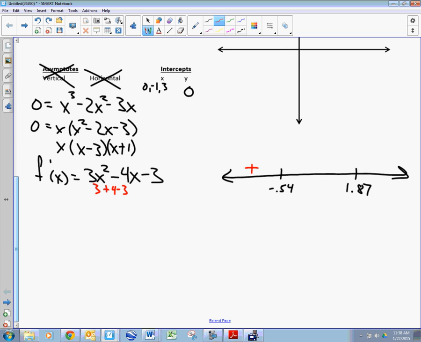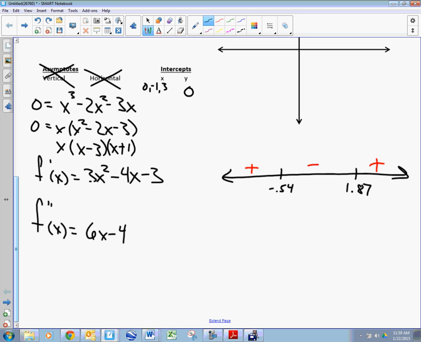What's the value between negative 0.54 and 1.87? 0. Plug in 0, you get negative. Plug in a positive 2. Comes out positive. So we're done with our first derivative test. Now, let's do our second derivative test. Second derivative test, 6x minus 4.